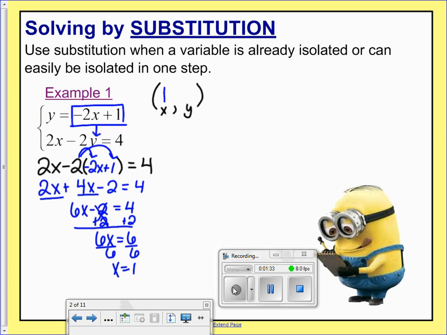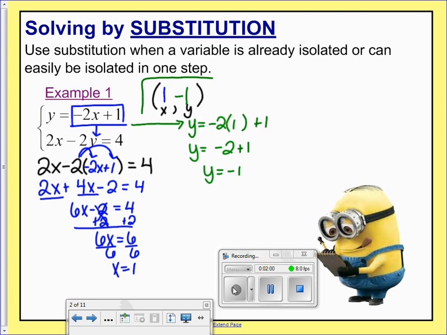Now I have to find the y value. I can find the y value by plugging in what I know to either equation. But it's going to be easier to plug into the one that you have boxed. So y equals negative 2x plus 1, and I know a value for x. So instead of x, I'm going to write the value of 1. Now I just have to simplify. That's negative 2 plus 1, therefore y equals negative 1. So my solution is the point. We're going to write it as a point, (1, negative 1).